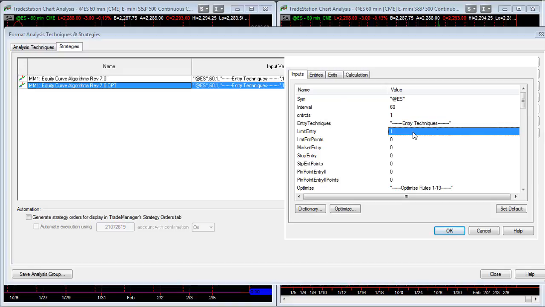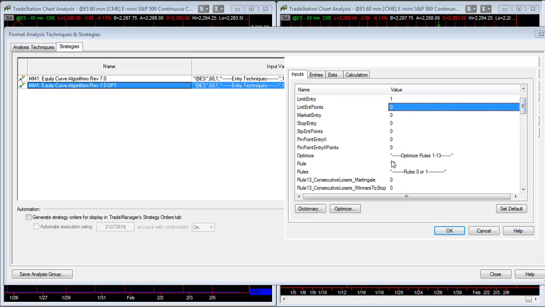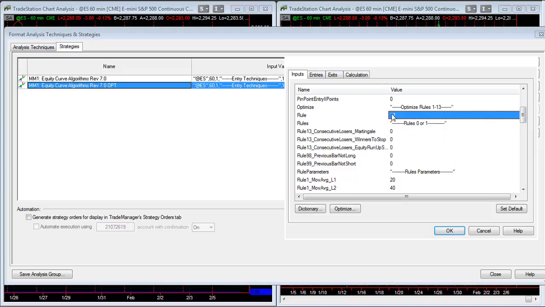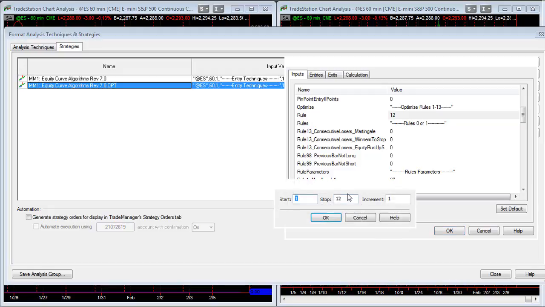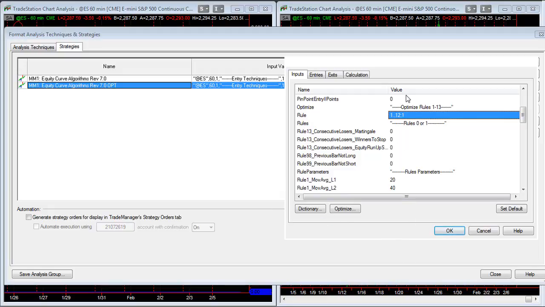Trading one contract, we use the limit entry technique and 0 limit entry points. And then we scroll down and we get to the rules. We don't have our long list of rules. We just have which rule. And so it's on rule 12. We're going to optimize this from 1 to 12 to see which one works the best. It's going to test all the rules individually.